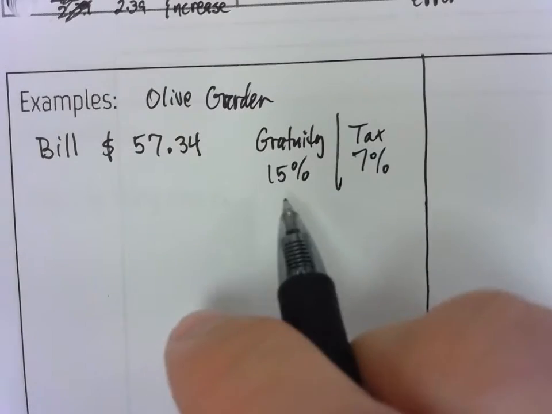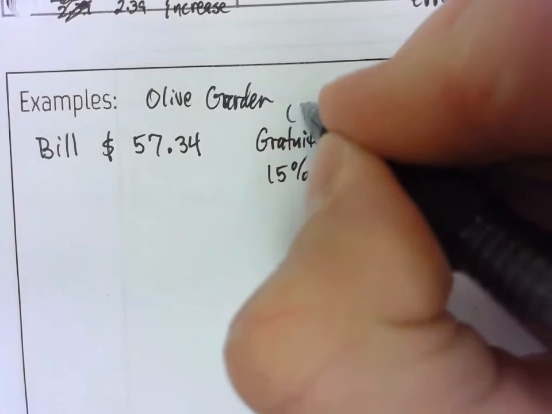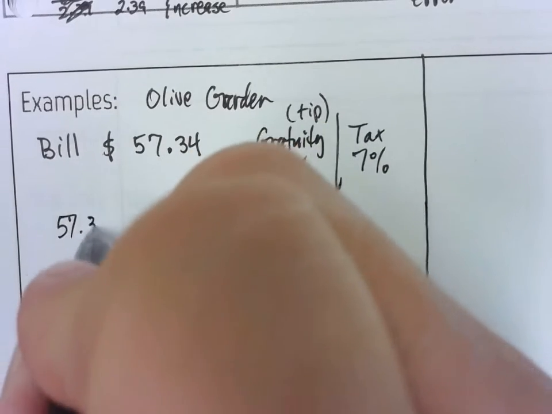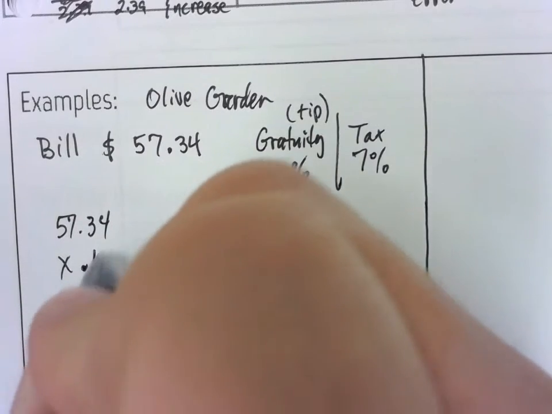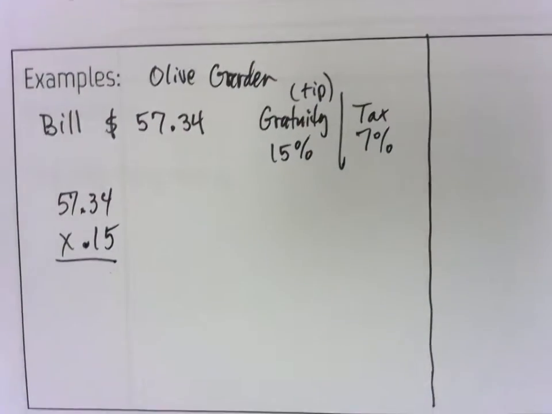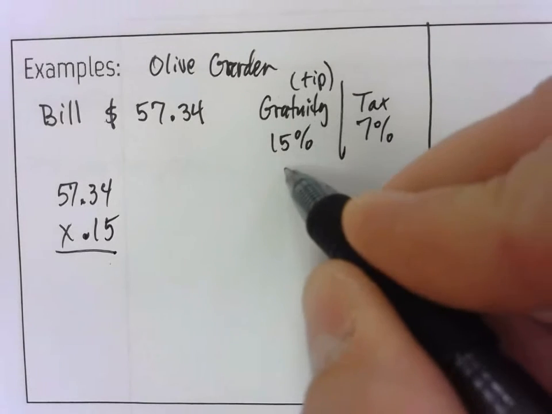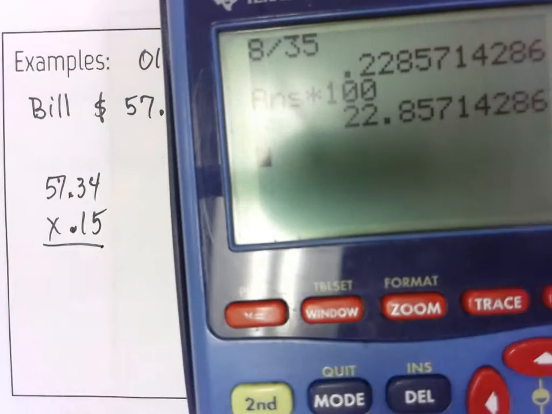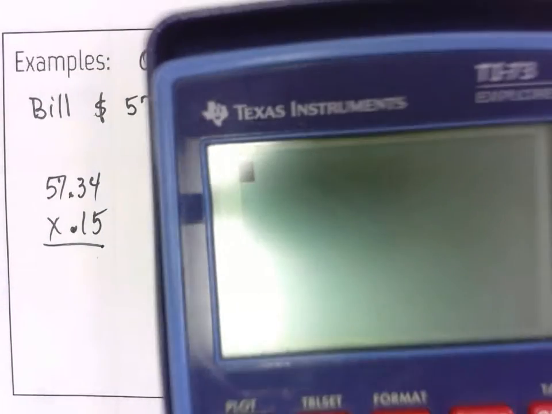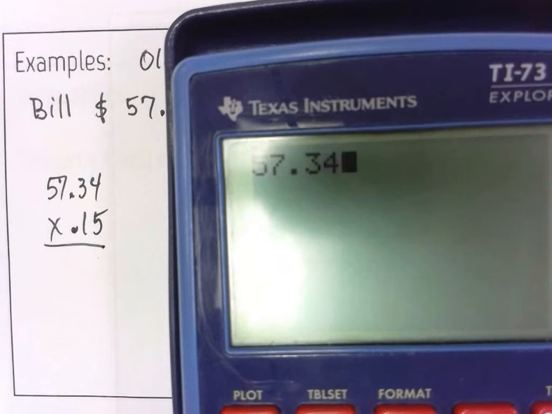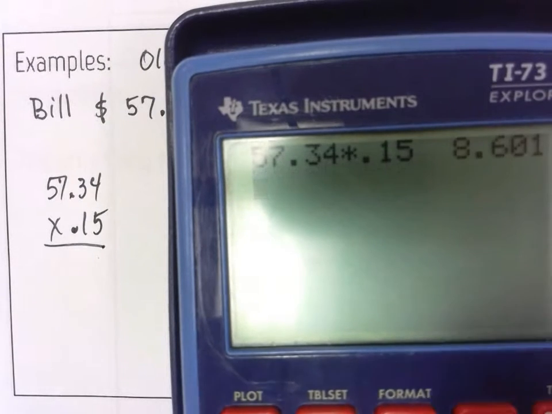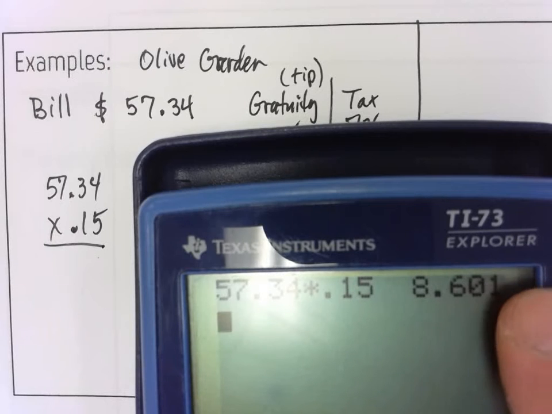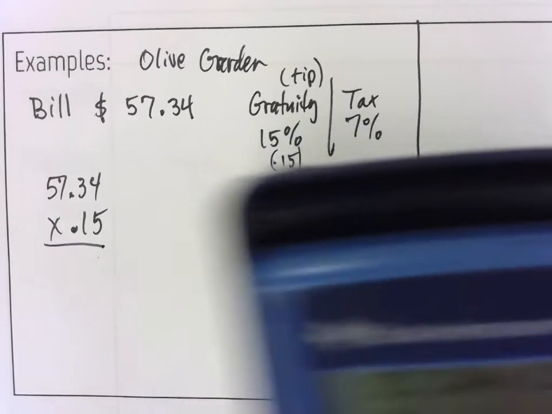On the bill, we're going to do a tip. Gratuity and tip mean the same thing. So I'm going to do 57.34 times 0.15. Now, if I had to do it by hand and I didn't have a calculator, you'd have to change that to the decimal. The gratuity would be 0.15 as a decimal. Since I'm using the calculator here, I'm going to multiply it out here. 57.34 times 0.15. That means gratuity-wise, I'm going to leave my waiter or waitress $8. Now remember, we're doing this in dollars and cents. That's $8.60.